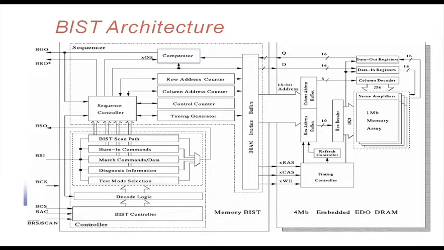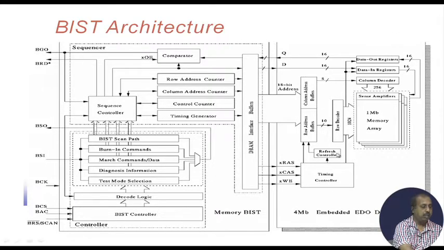Now, as far as the BIST architecture is concerned, this part is that EDO DRAM, and this part is the BIST part. It has got several components in it: the BIST controller, decode logic, test mode selection, march commands, BIST scan paths, burn in commands, and diagnosis information. They are all going to the sequence controller, and the sequence controller accordingly is generating the row address counter, column address counter, control counter, timing generators and all that.